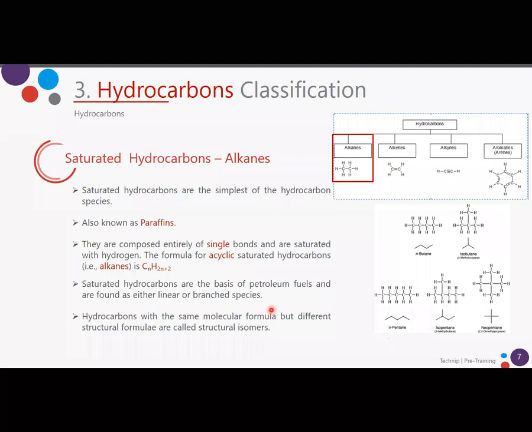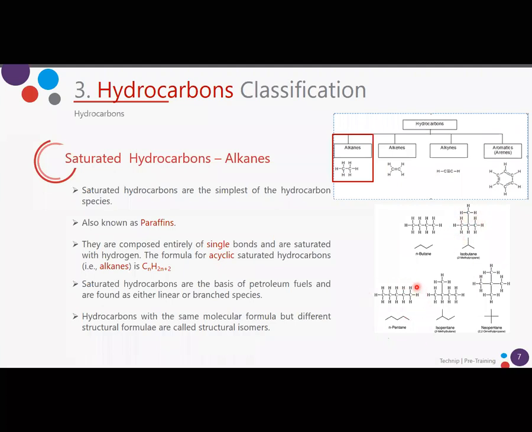Hydrocarbons with the same molecular formula but different structural formula are called structural isomers. So you can see here butane, 4 carbon atoms. 4 times 2 plus 2, so this is C4H10. This is called the linear paraffin. And we have here the branched one, for example, isobutane, that is 2-methylpropane.